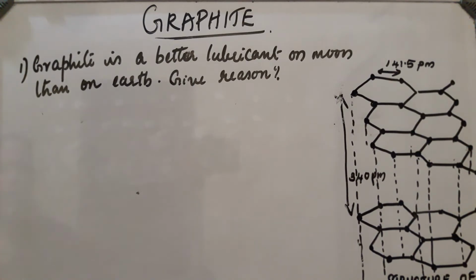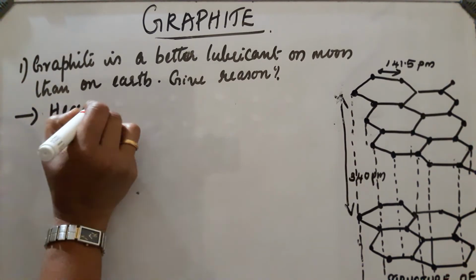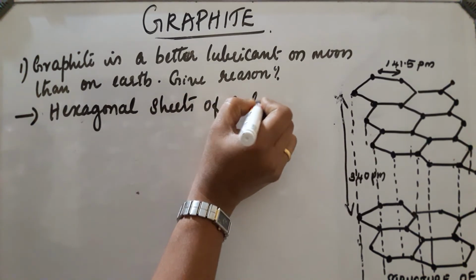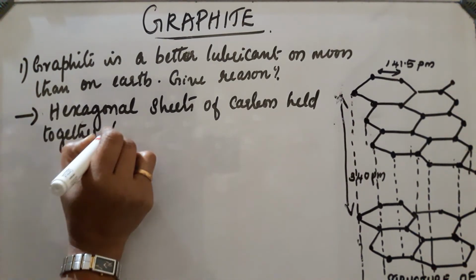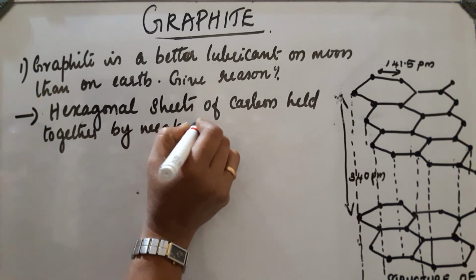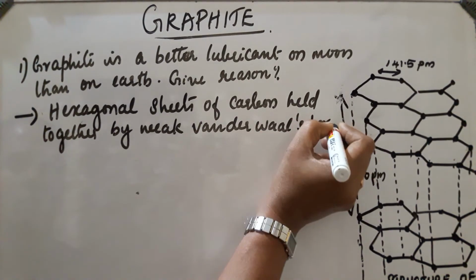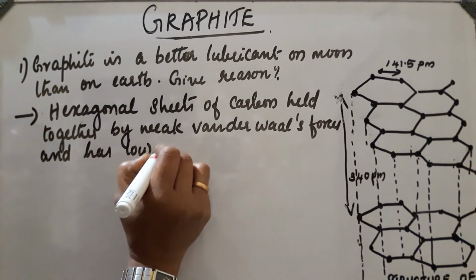Graphite is a better lubricant on the moon than on earth. Give reason. In the case of graphite, it contains hexagonal sheets of carbon held together by weak van der Waals forces, and due to this it has less density.